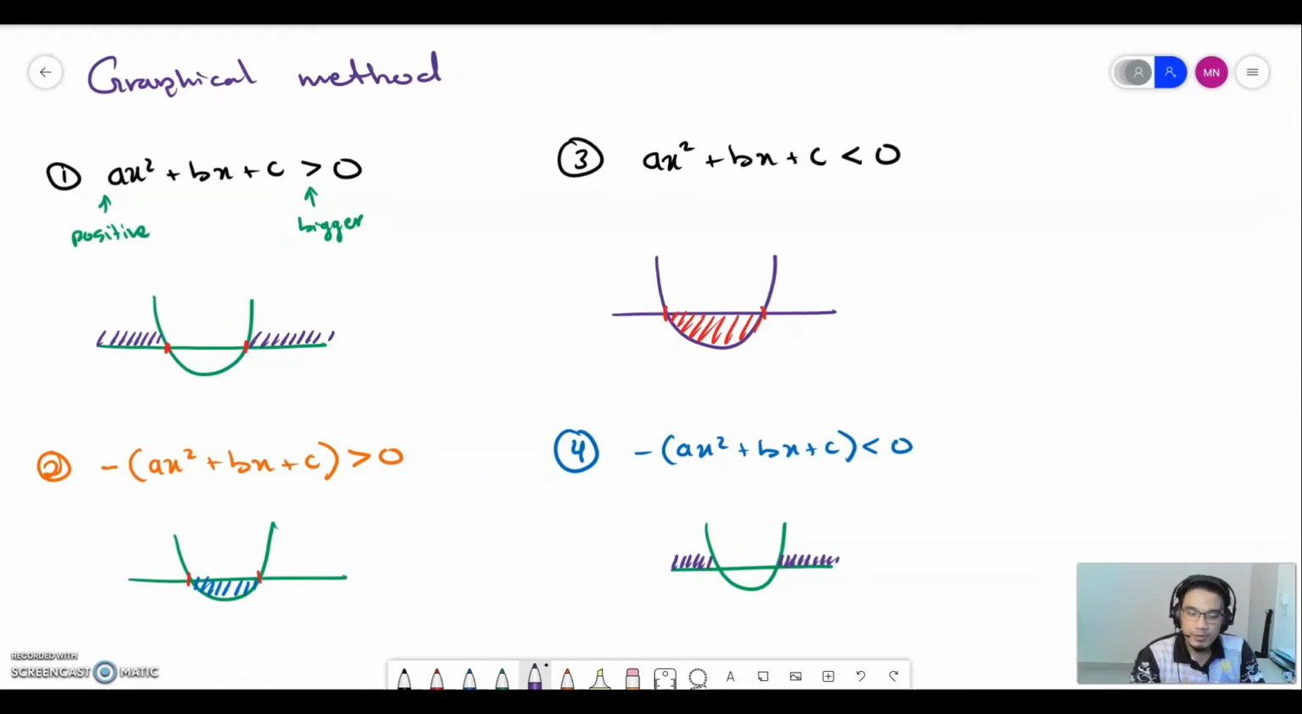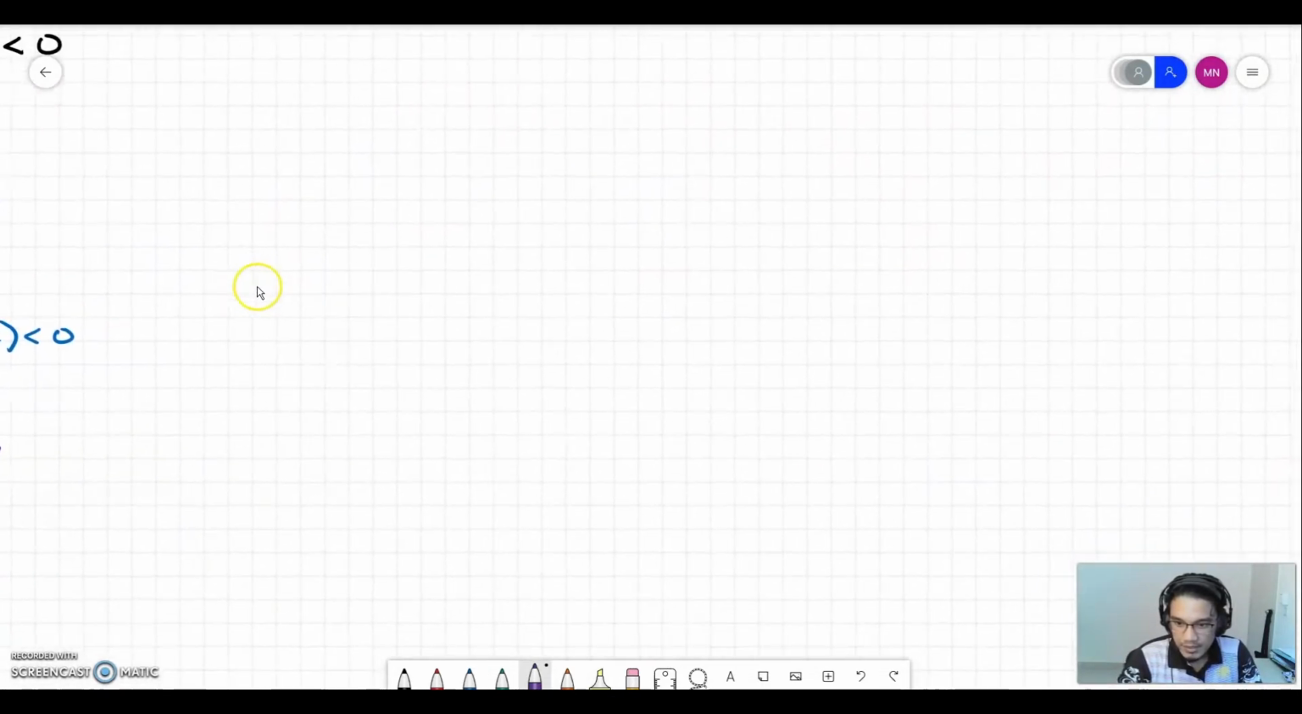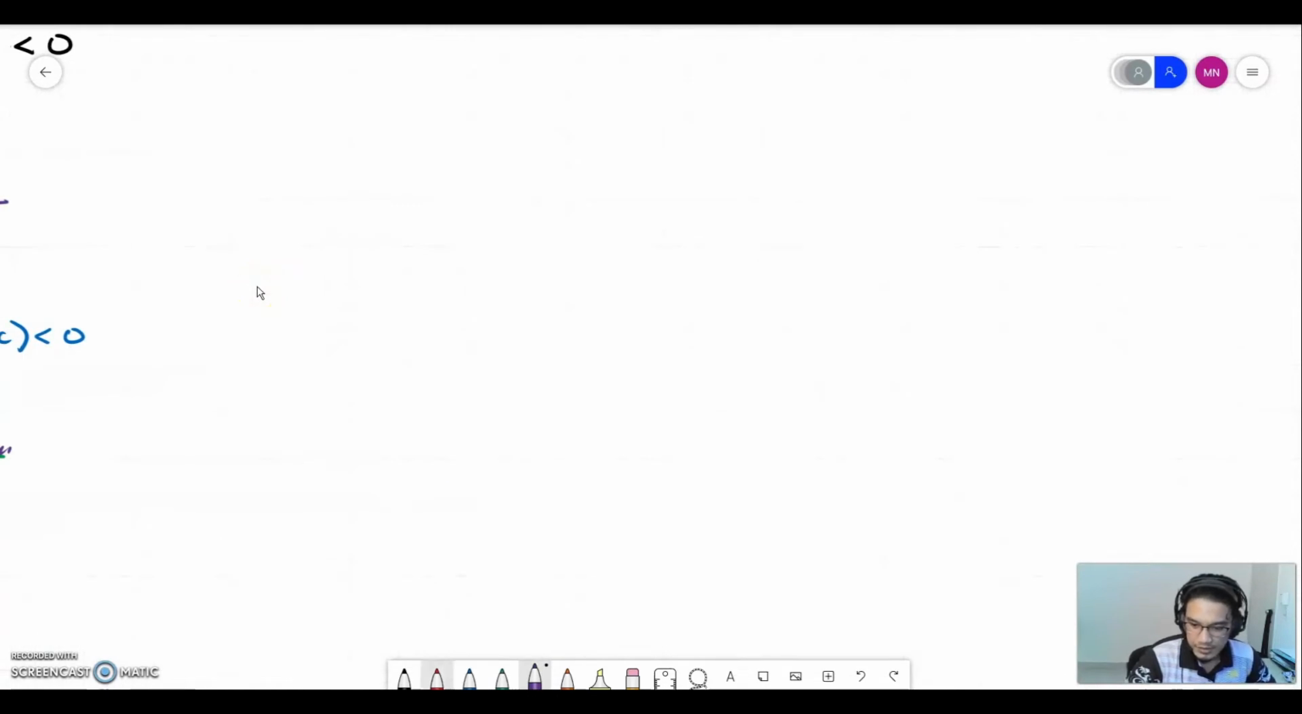When you flip the direction of the inequality symbol, the region will also go to inside. When you have both negative and the symbol of inequality is less than, the region will go to the outside. Okay, so now let's look at an example. Our first example, example A. We solve these quadratic inequalities by using graphical method.